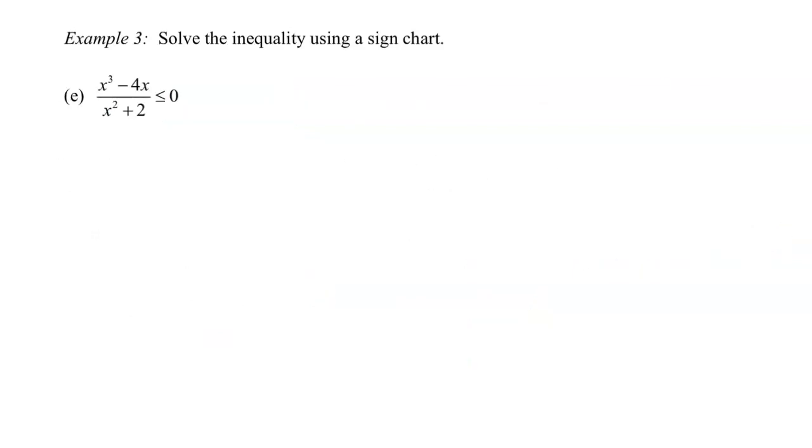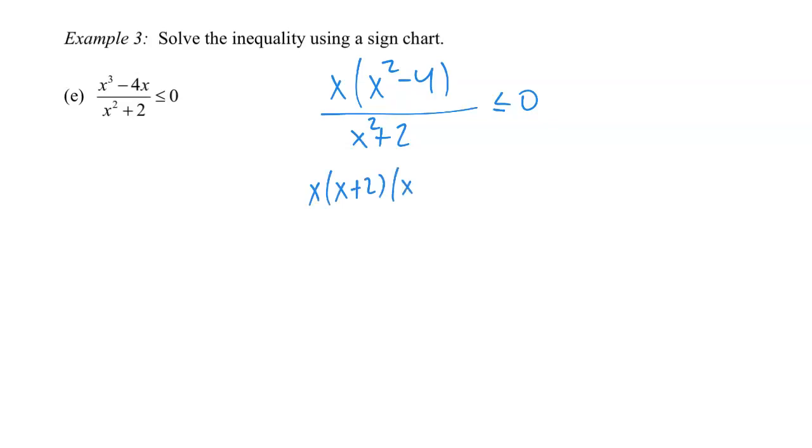Okay, last one, and then we're finished with section 2.8. In the numerator, the first thing I want to do is factor if possible. And so I see that in the numerator I can take out an x, and that's going to leave me with x squared minus 4 all over x squared plus 2 less than or equal to 0. And then what I notice is that I can factor again because of the difference of two squares. So x plus 2, x minus 2 over x squared plus 2 is less than or equal to 0.